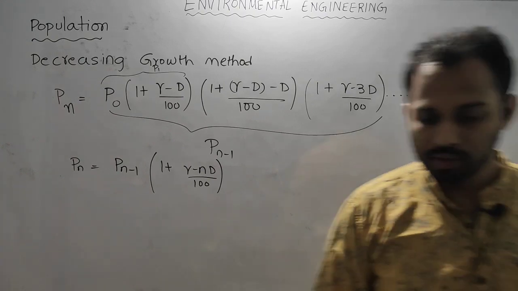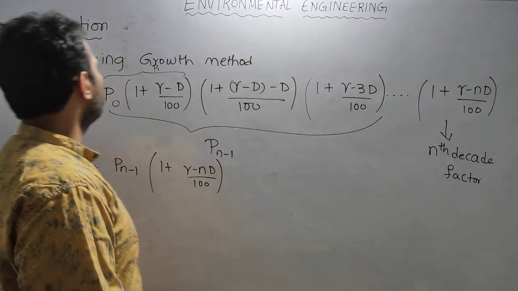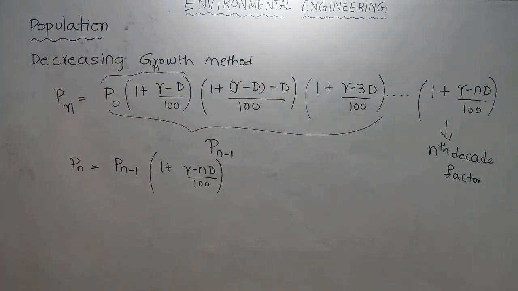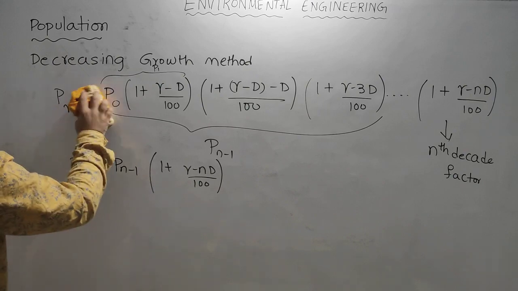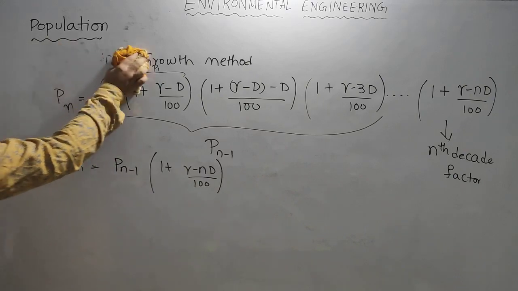So in the previous session we discussed the decreasing growth method, and now we are going to learn the logistic method, the simple graphical method, and the comparative graphical method. So what are the rest of the methods of population forecasting that we are going to learn now?